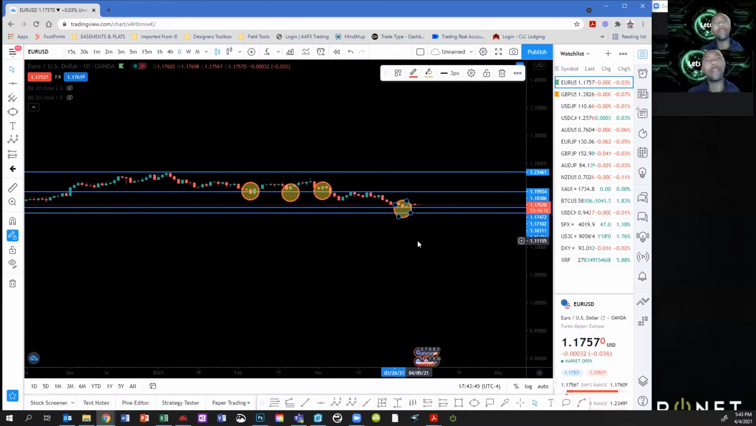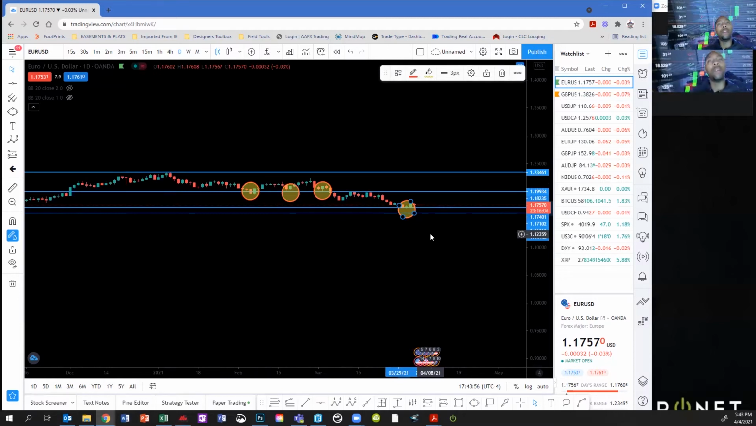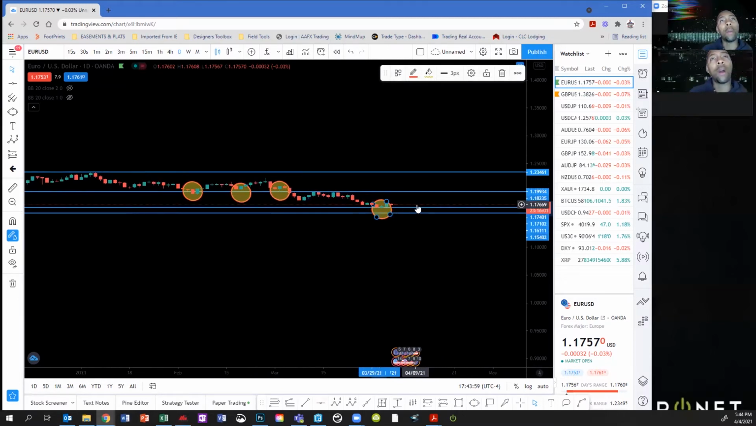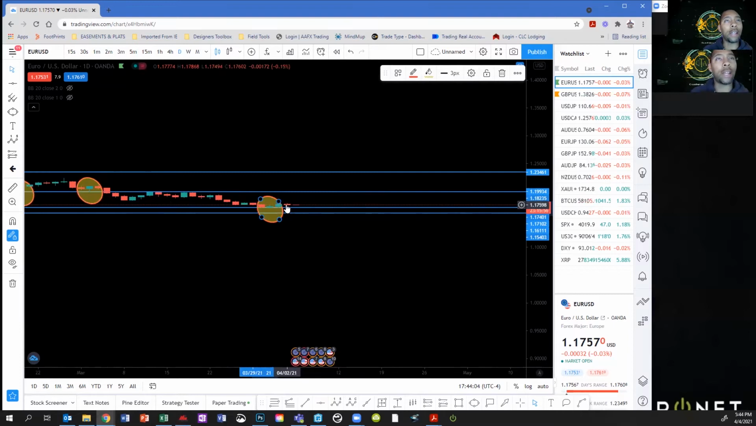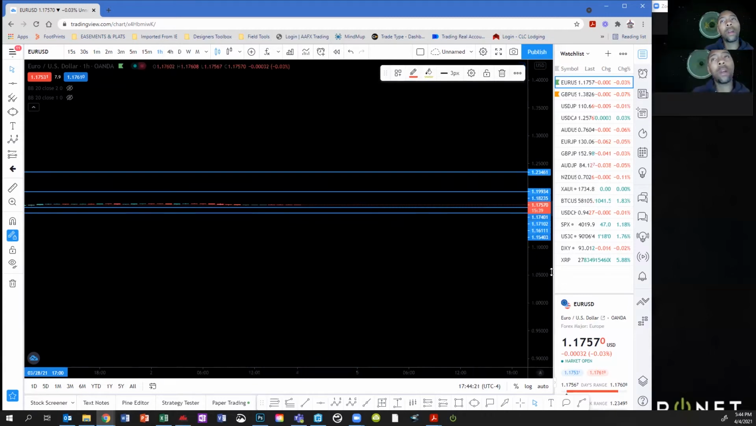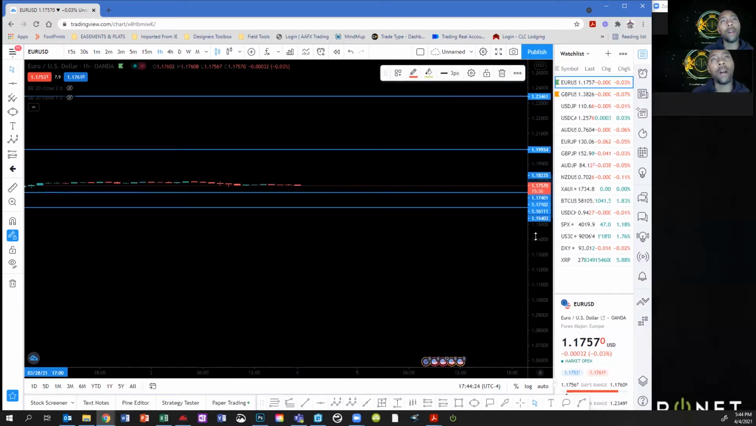So the question is, will it break down further to the next level of support? That is to be seen. All right. But the one thing that we do know is that right now, last trading day, we had it closed as a downward candle, a red candle. All right. So what may very well happen is we may very well come back and start testing this level of support.